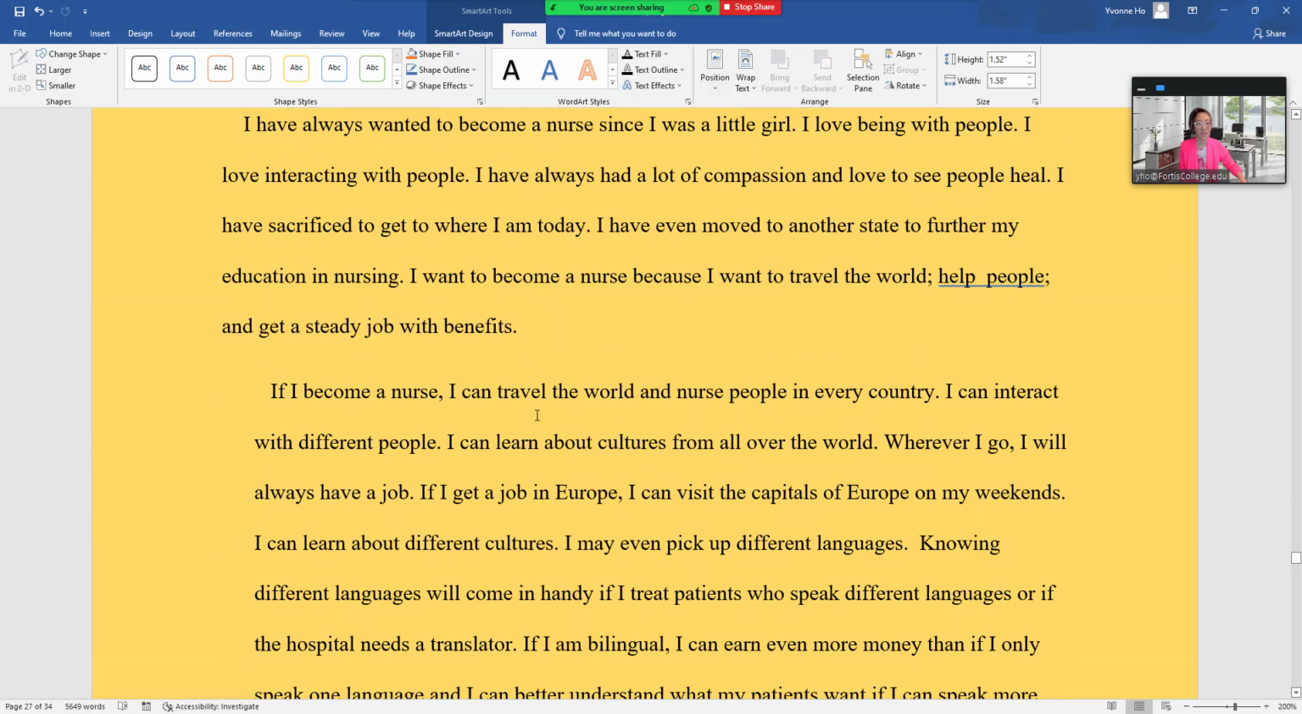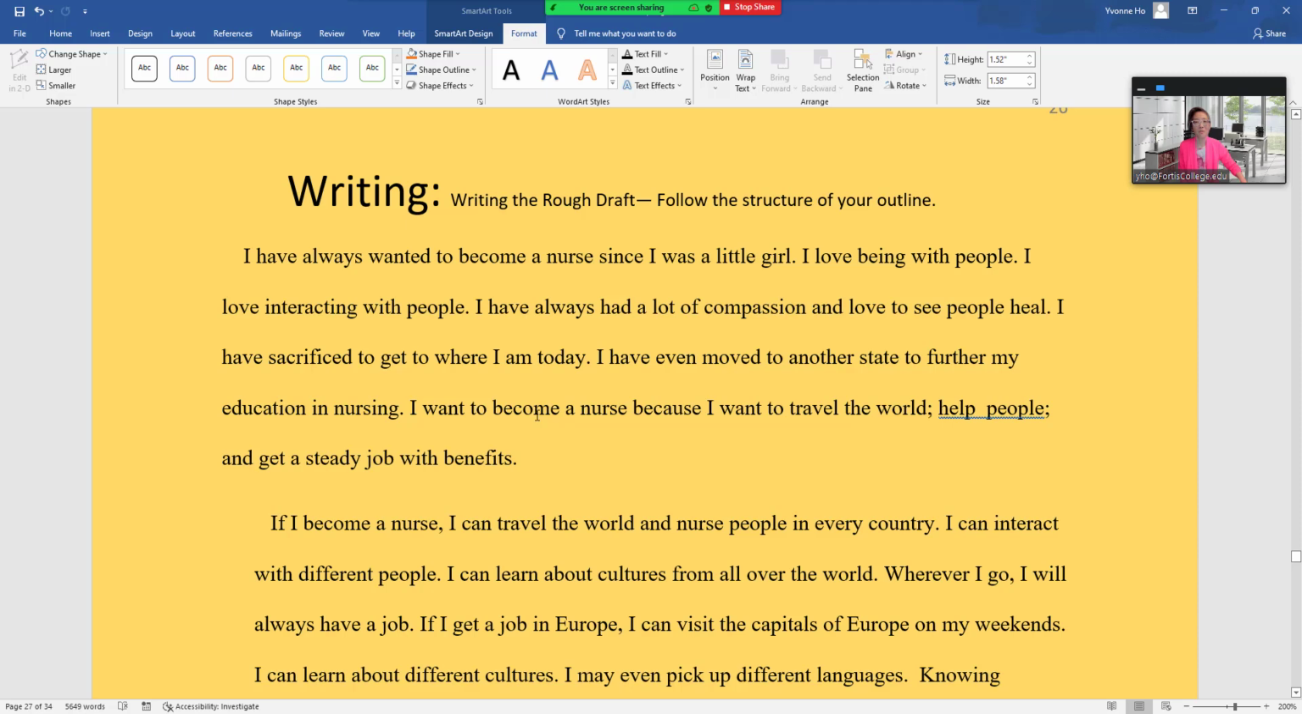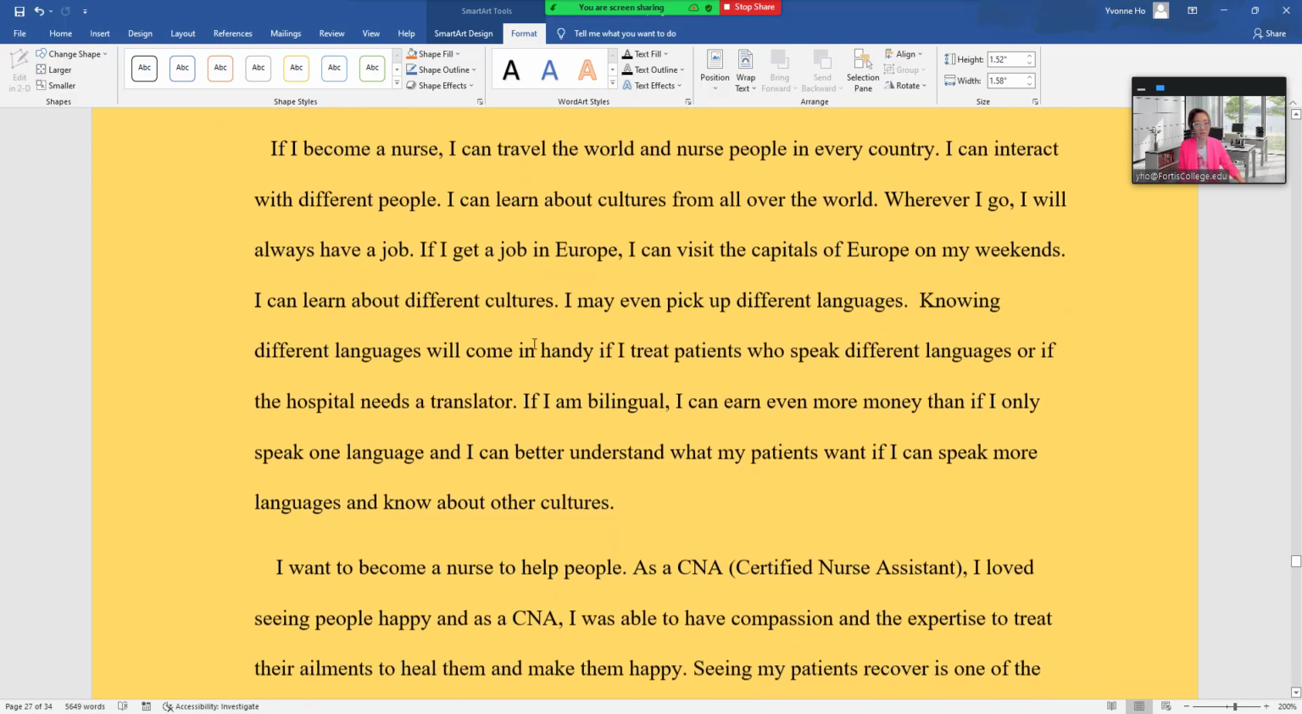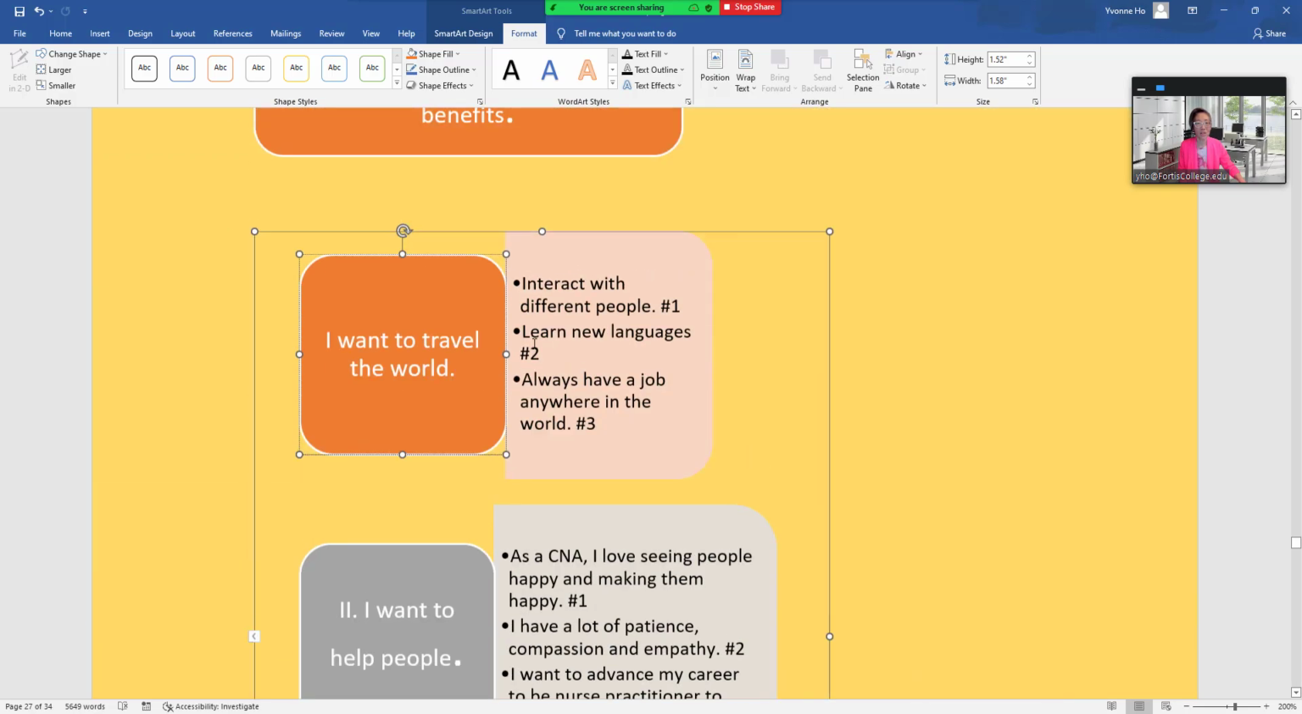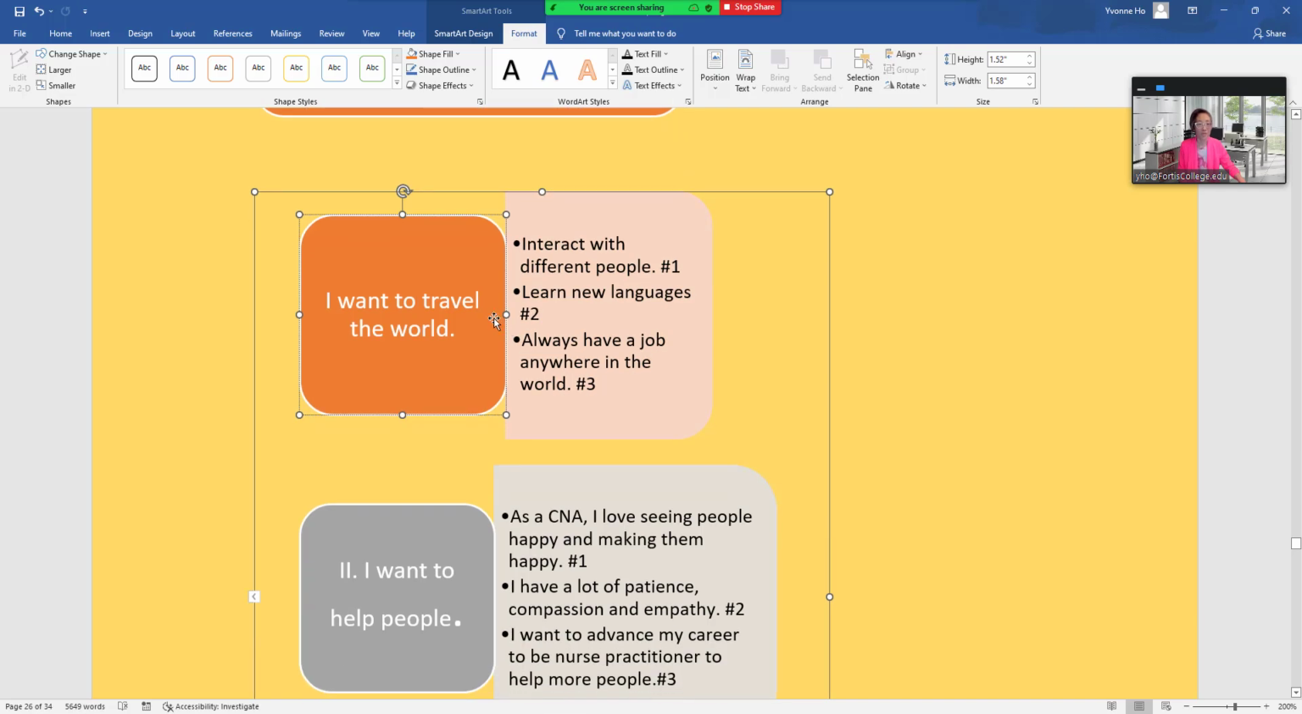Everybody made that kind of mistake. Not everybody, a lot of people. So here is a rough draft example. I had a student who said, "What's a rough draft? I don't know what that is." So here I gave an example of somebody's rough draft. All right, I think that this rough draft follows this. I want to travel the world.